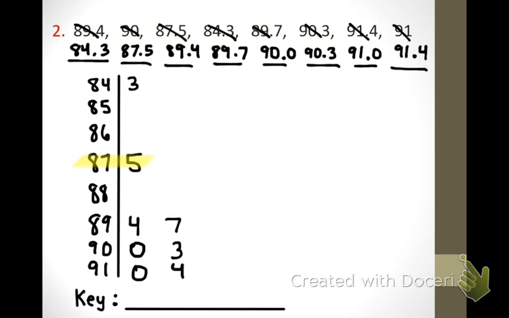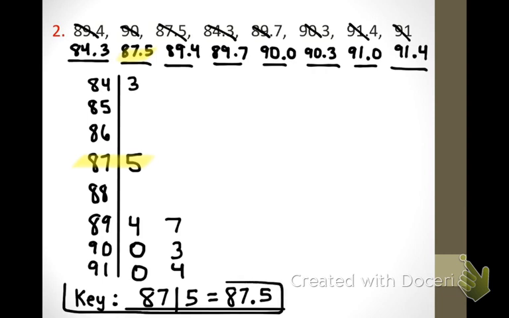Now, when I look at that, you might think, oh, that's 875. But no, if you remember, you go back to your data set at the beginning, it's 87.5. So you're going to start off with writing 87 with a line, 5 equals 87.5. And then I want you to box your key in.